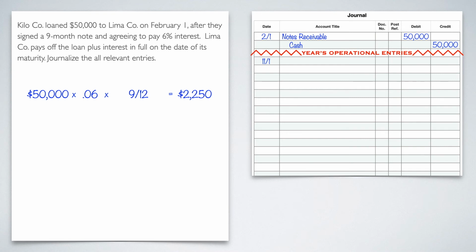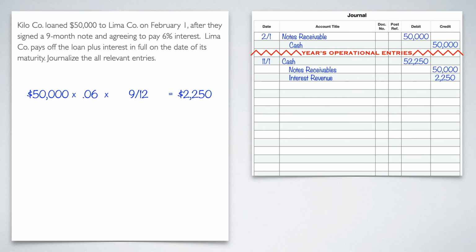And that's going to give me, again, 2,250. So what are they paying me? Well, they're paying me cash. And again, the payment is going to be the principal plus the interest, so 52,250. They're getting rid of their notes receivable, which is the principal of 50,000. And then we're going to recognize the 2,250 as a revenue because there's no need to put it into a receivable right now. So we'll put it in as interest revenue of 2,250. So that's how you do an example of this if it happens within the year, so it doesn't go into the next year.